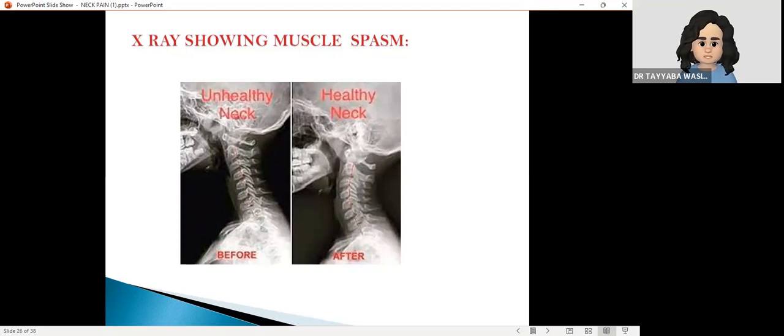On ordering an X-ray investigation, we can find out that the cause of the neck pain may be the muscle spasm, as a result of which the orientation of the cervical spine is lost. But with treatment, when the orientation of the cervical spine is regained, the pain of the patient is relieved, and we can say the patient now has a healthy neck.